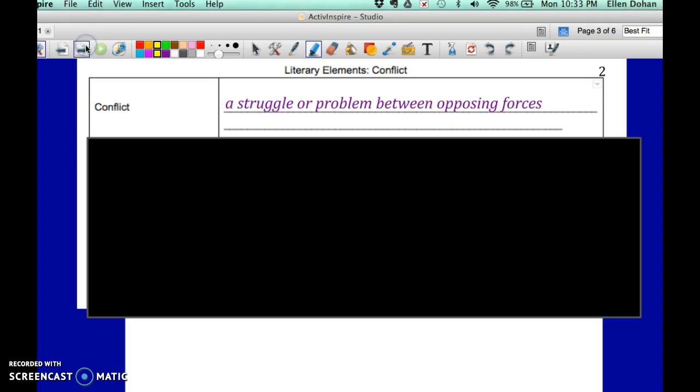Okay. Now that you have all of your information, you'll notice that I've set up my guided notes like Cornell notes. I want you to follow that exact same format. So the keywords will be on the left, the definitions and examples will be on the right side. So again, we're focusing on the literary element of conflict. And conflict is a struggle or a problem between opposing forces.